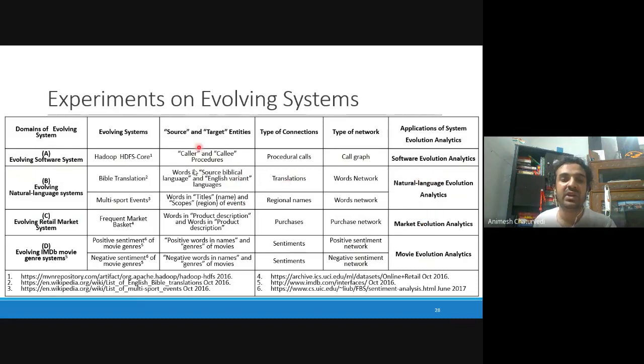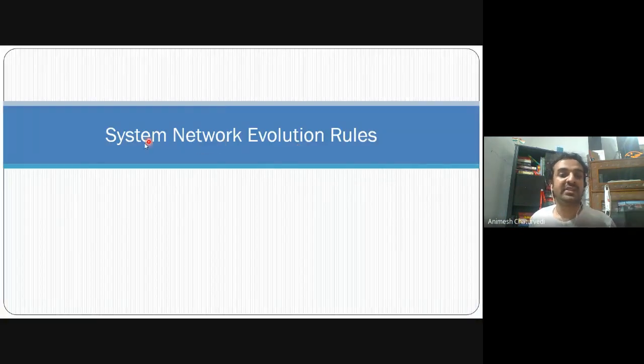And this is how you can define various source and target entities or nodes or vertices in a graph. You can plot this type of graph like call graphs, word networks, word purchase networks, and sentiment networks. So this type of relationship could be there, and this type of thing you can do for evolving system analysis or system evolution analytics. In the next part, we'll see a specific research paper and research work on system network evolution rules.